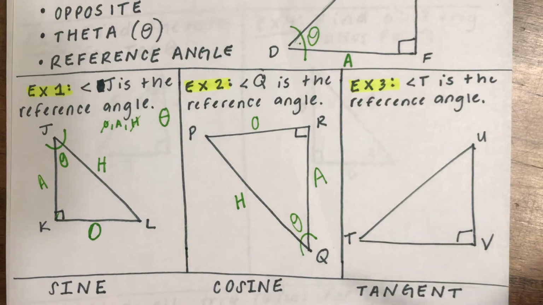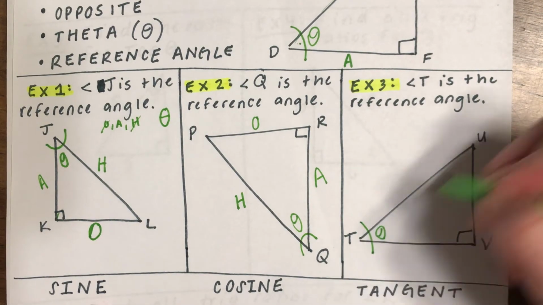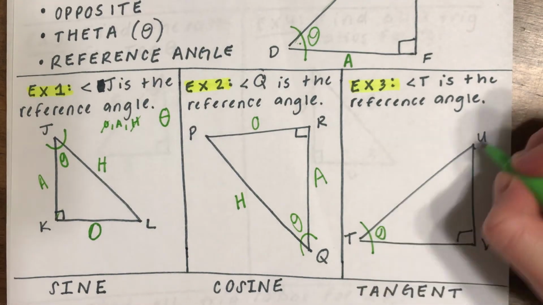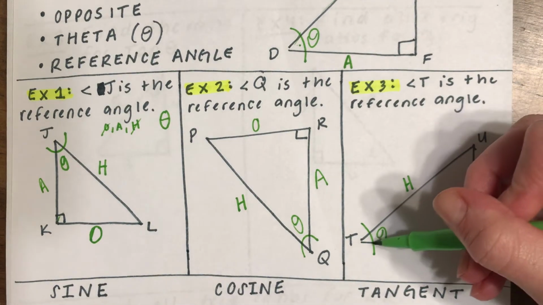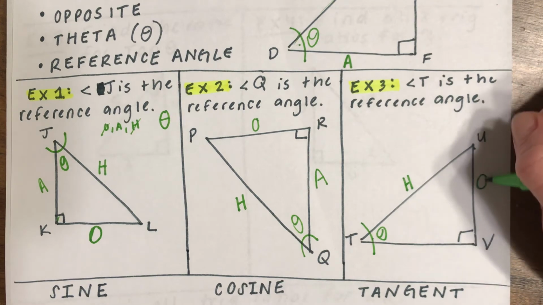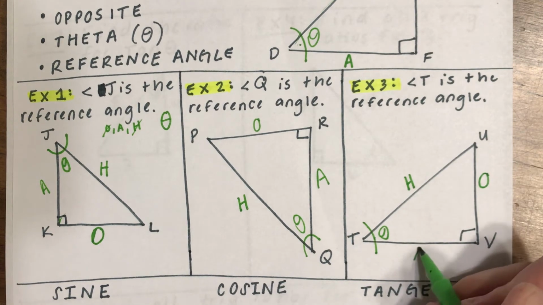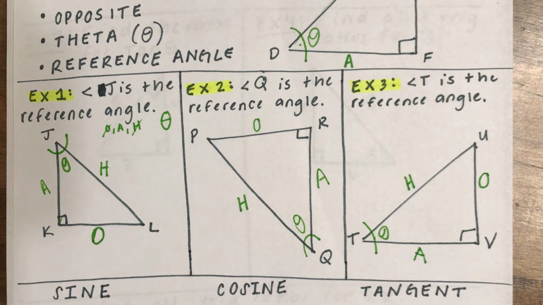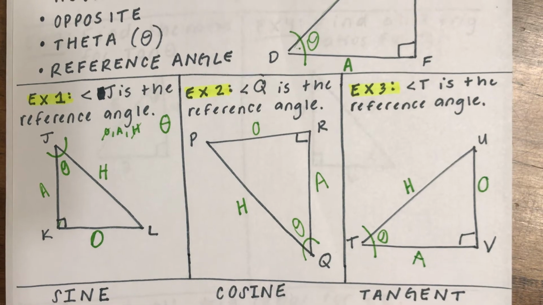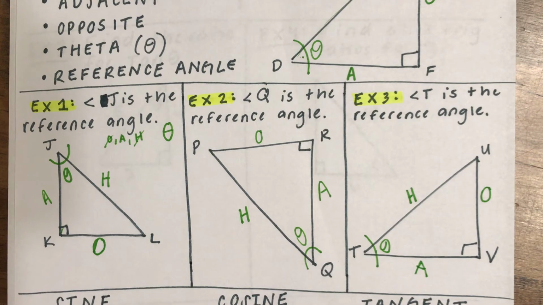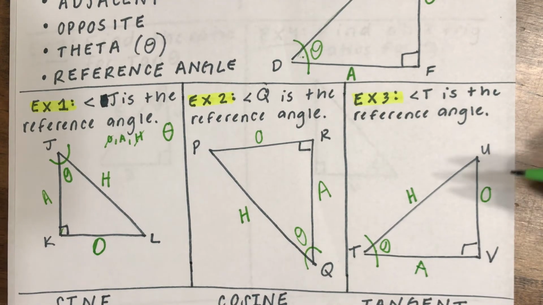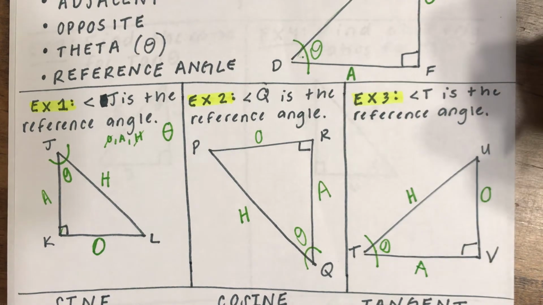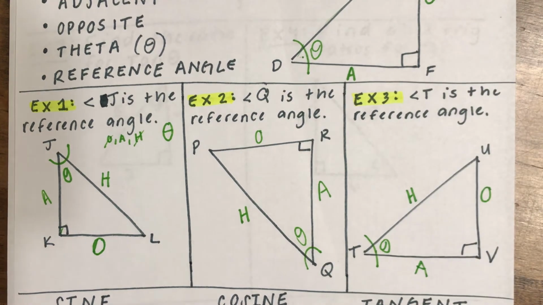All right, so example 3, T is my reference angle. My hypotenuse is TU. My opposite side across from my reference angle is UV. And then my adjacent side is down here at the bottom, that is TV, okay? So at this point, we are gonna be adding a new layer to this lesson. So if you feel like you still have not mastered this, I would go back to the top, rewatch the video, make sure your notes are complete, and then move on to the next section, okay?